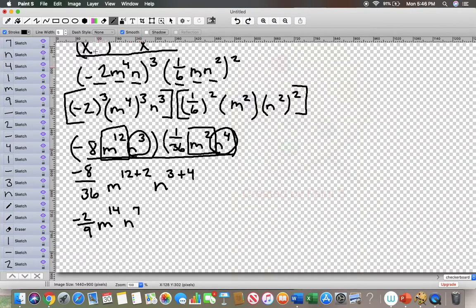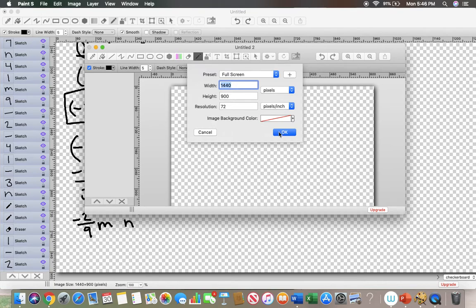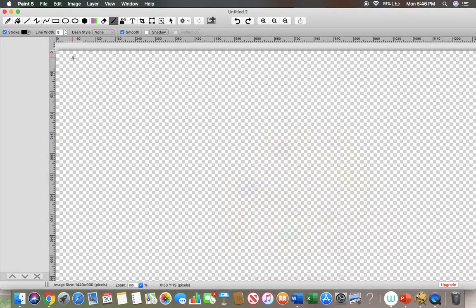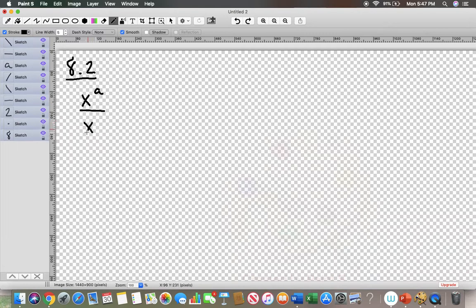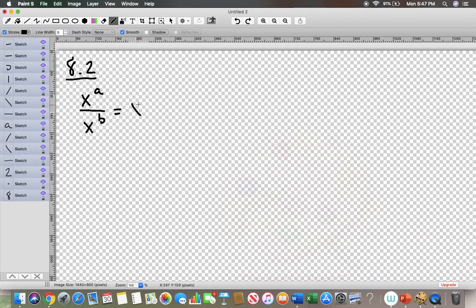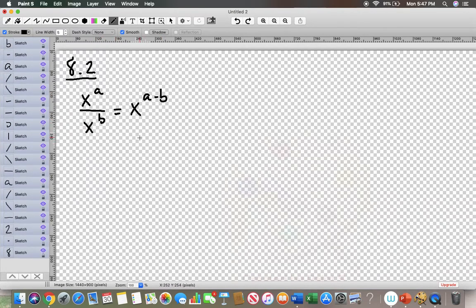Let's keep moving. Let's see if I can pull up a new document here for lesson 8.2. Again, we're just reviewing topics here. In 8.1, we had our product rule. We had a power to a power multiply. Now we are moving on to our quotient property, which says if we are dividing by the same base, we subtract our exponents. So dividing by the same base of x, subtract a minus b.